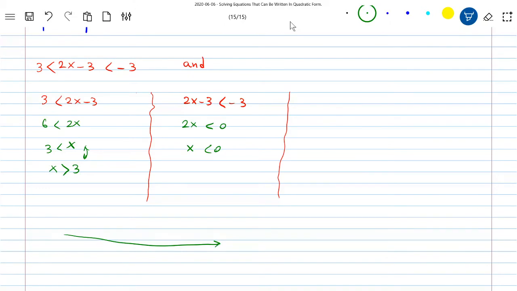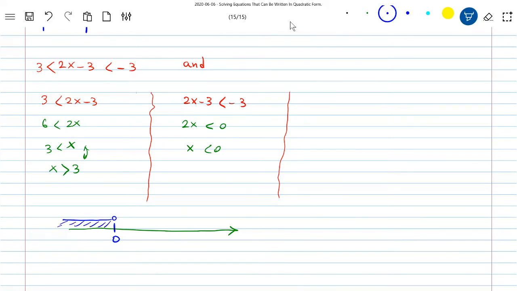The graph of it. Sorry, let me fix this straight line. Be a bit better. Okay. x less than 0, this is 0. x less than 0, be anything smaller. Here, this area. How about the other case? This is area 1. How about 2? x greater than 3. This is 3. x greater than 3.